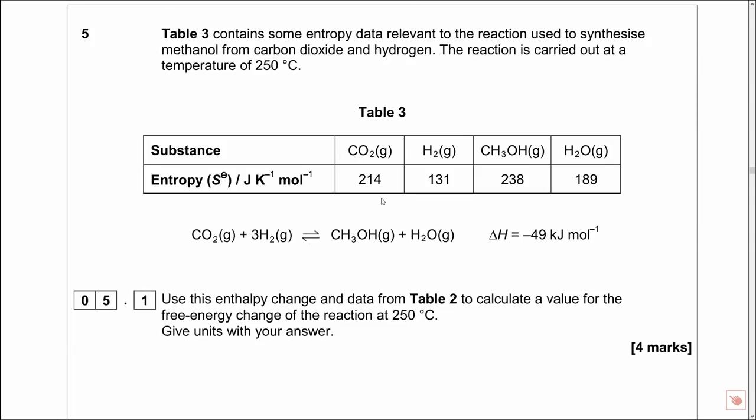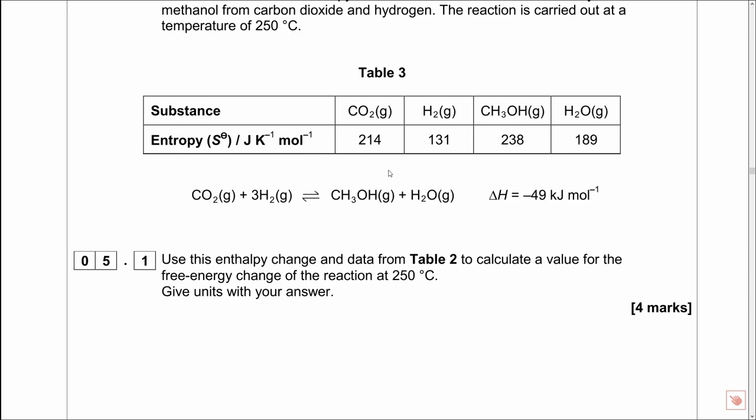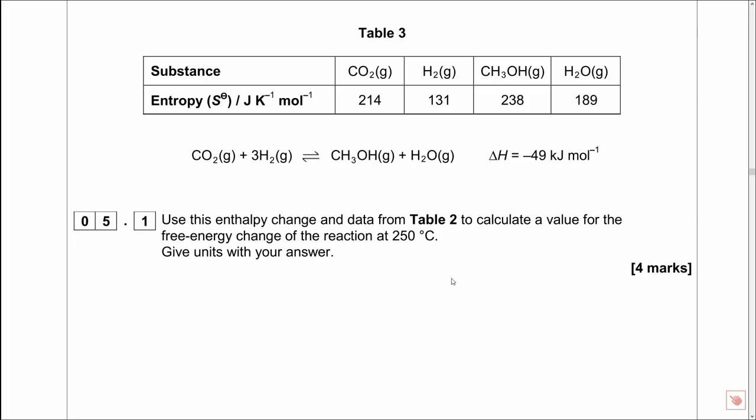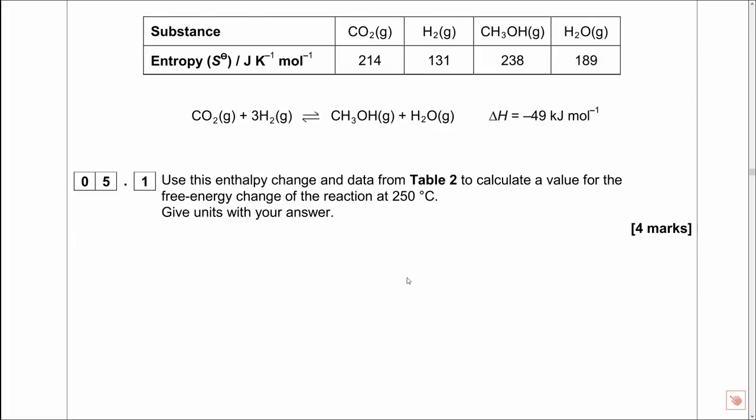Oh, this is long. Table 3 contains some entropy data. So we're onto thermodynamics now. Table 3 contains some entropy data relevant to the reaction used to synthesize methanol from carbon dioxide and hydrogen. They are loving these reactions. What's the obsession with this? Every question's all about carbon dioxide and methanol. We're given a temperature, which is going to be quite useful in a bit. We are given loads of entropy data, and we are asked to work out the free energy change for this reaction at 250 degrees Celsius.